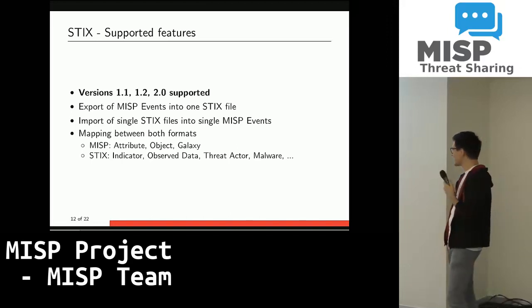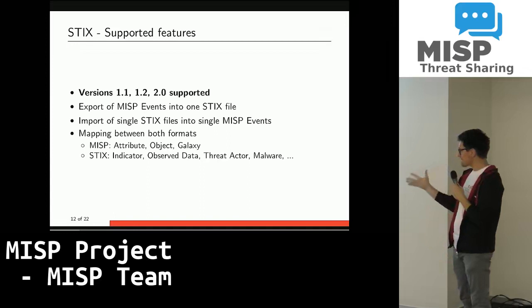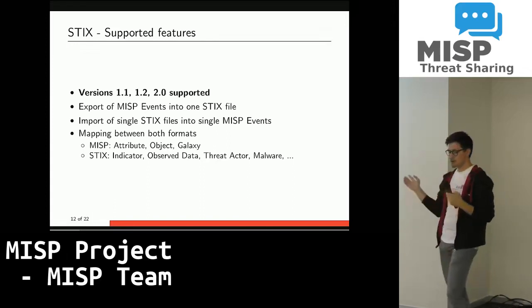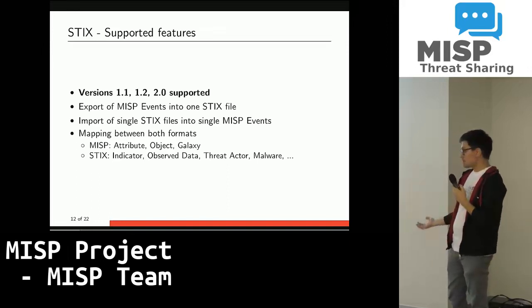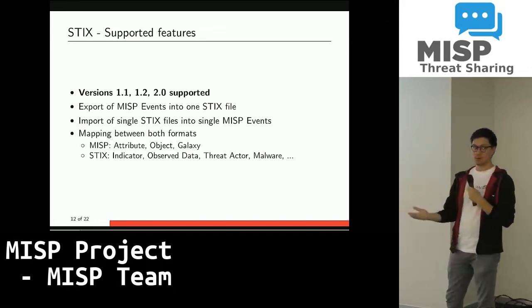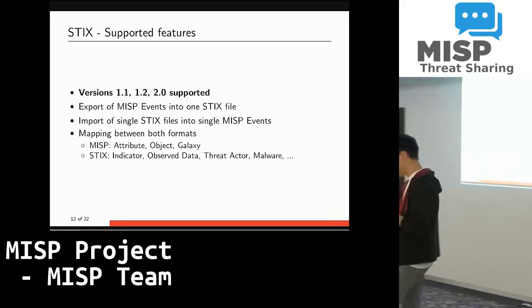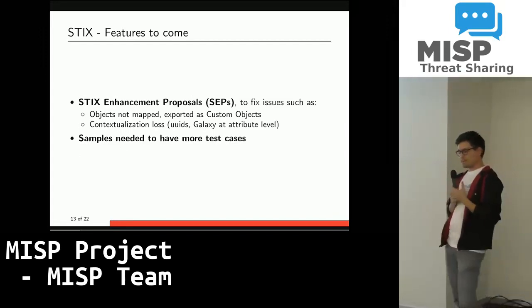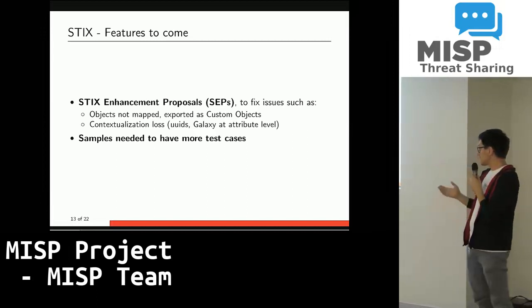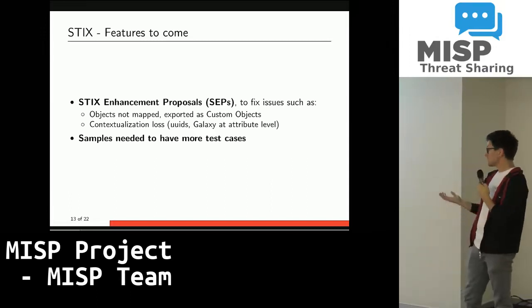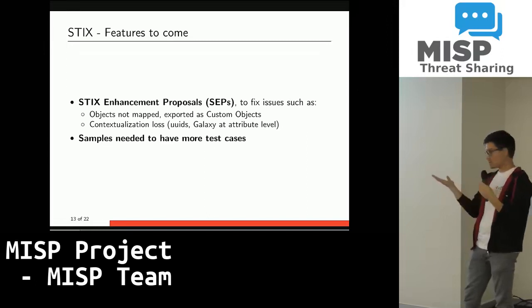And on the other part, it's a bit more difficult, because I tried to support as many Styx objects as I could, mapping indicators, observed data, threat actors, and so on, is supported right now. We're still trying to map more and more stuff, more and more samples. So this was to say that we still have some limitations on those features because of the differences on the two formats.